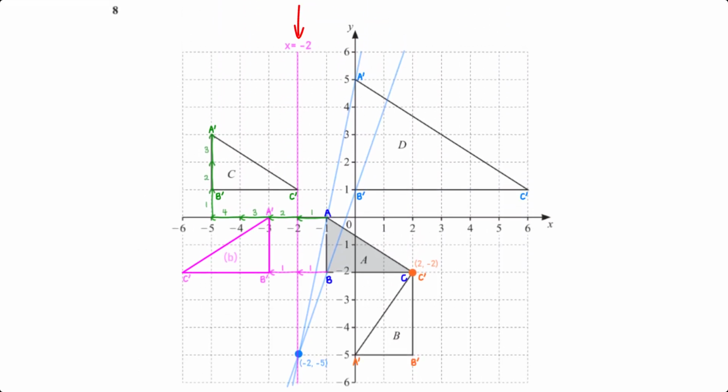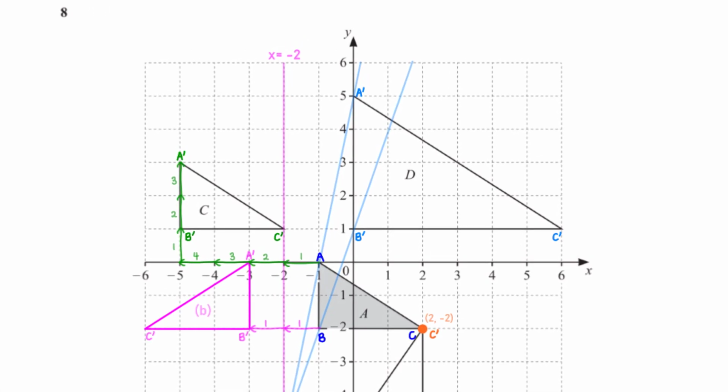On the grid, draw the image of triangle A after a reflection in the line x equals -2. So first, we draw the line of reflection, which is x equals -2. Then from here, we need to reflect the vertices of triangle A in the line x equals -2. So for point B on the triangle, since we move 1 unit to the left to touch the line of reflection, we also need to move 1 unit to the left from the line of reflection to pin the new position of point B. We need to repeat the same process for the rest of the points on the triangle as well. When we are done, we are able to map out the reflected image of triangle A.